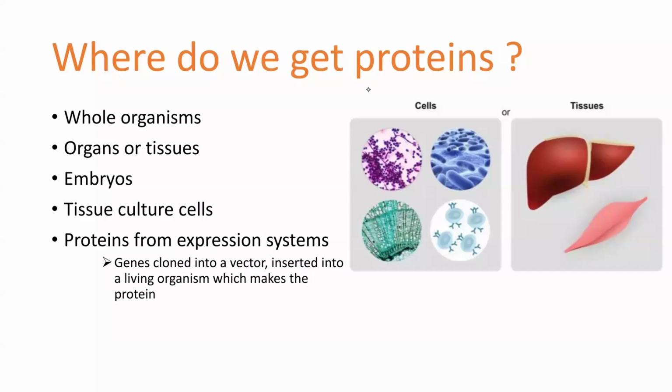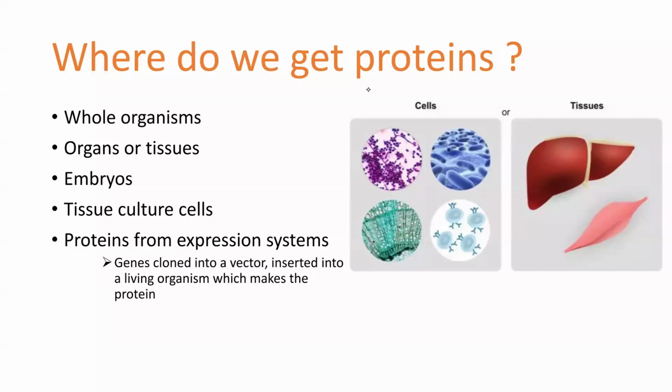But using microorganisms, you can easily manipulate them, culture them, and regenerate them. So it is easier to get that particular enzyme from microorganisms. When you have a particular enzyme that you are targeting, you have to try as much as possible to identify the source. You can get it from whole organisms, organs, tissue, embryo, tissue culture cells, as well as proteins from an expression system.